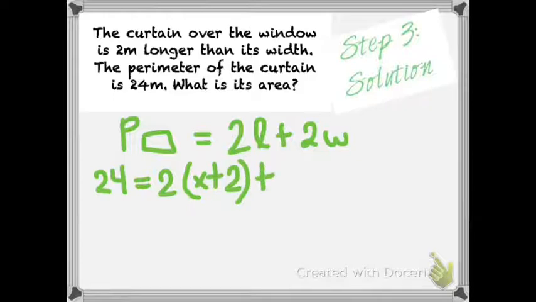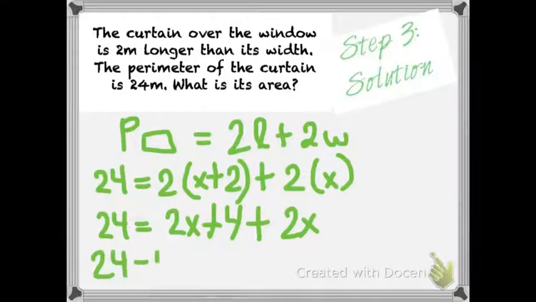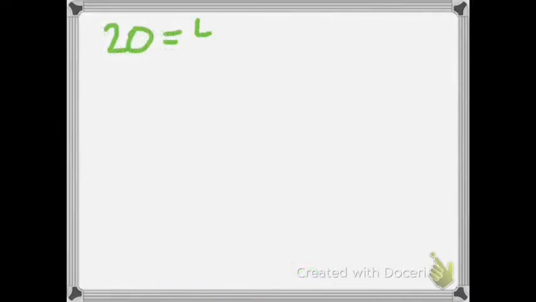We're going to replace perimeter with 24 equals 2 times x plus 2 plus 2 times x. When we simplify this, we'll get 24 equals 2x plus 4 plus 2x, because you distribute 2 to x plus 2.